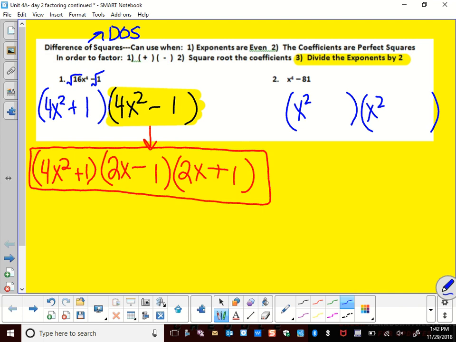What about the square root of 81? 9. Minus and plus. Am I done or can I keep going? Can I keep DOTS-ing the first one? I can't DOTS that? Yeah, I can. I have an even exponent and I have 9. 9 is a perfect square. So I'm going to DOTS this as well. We put an x in each one. And what's the square root of 9? 3.